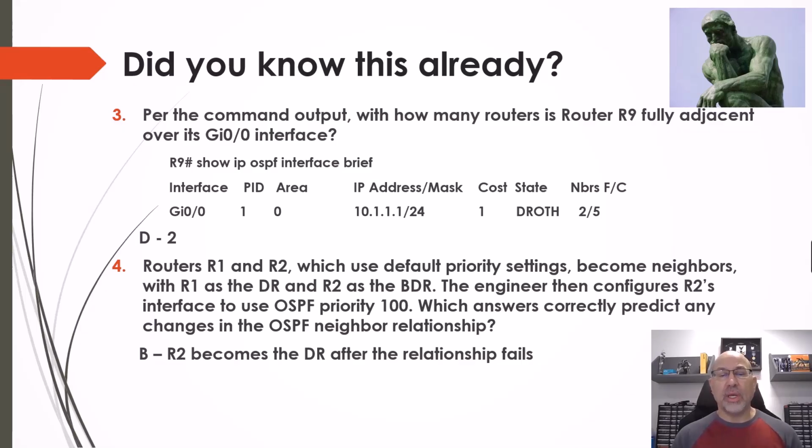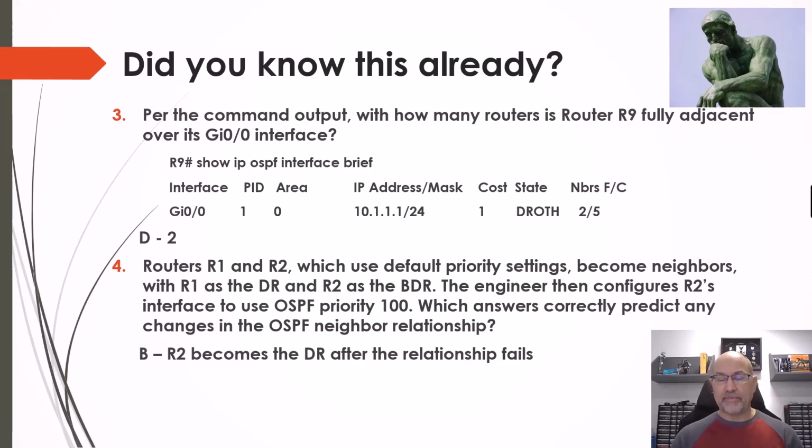Routers 1 and 2, which use default priority settings, so they're all going to be 1, become neighbors with R1 as the designated router and R2 as the backup designated router. An engineer then configures router 2's interface to use a priority of 100. Which answer correctly predicts any change in the OSPF neighbor relationship? Well, there would be no change, right? We saw that if you change the OSPF config, it doesn't just automatically change things around. But if the neighbor relationship failed, then the one with a higher priority would become the designated router.